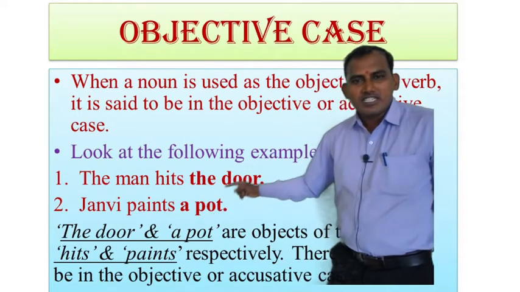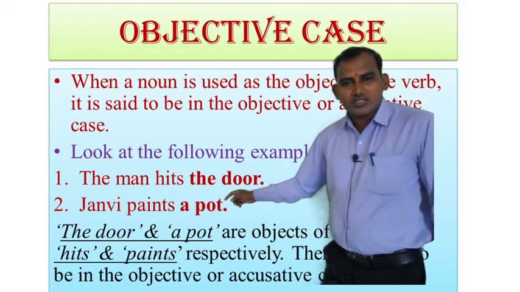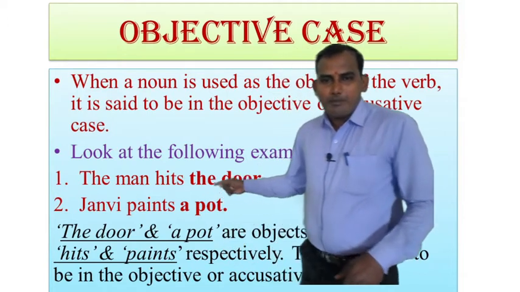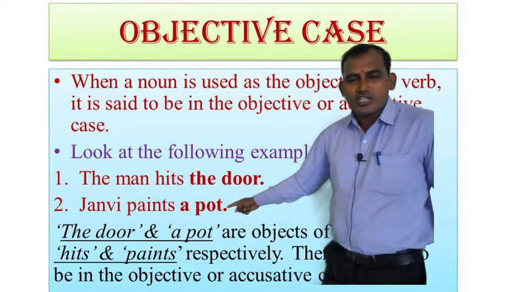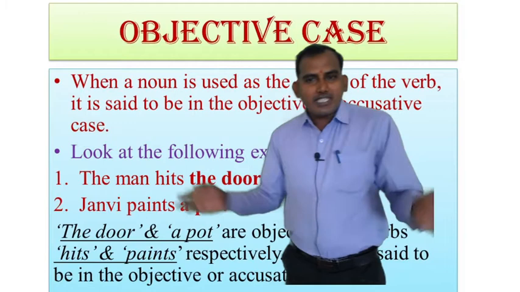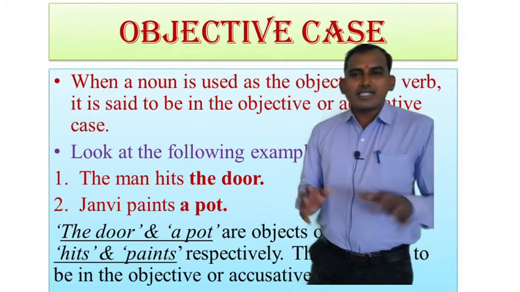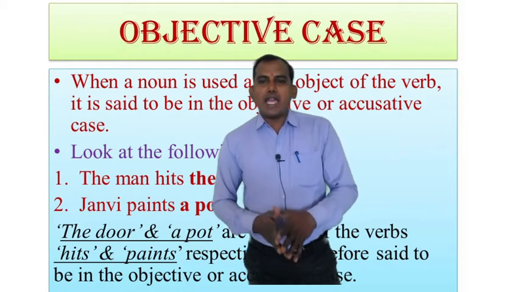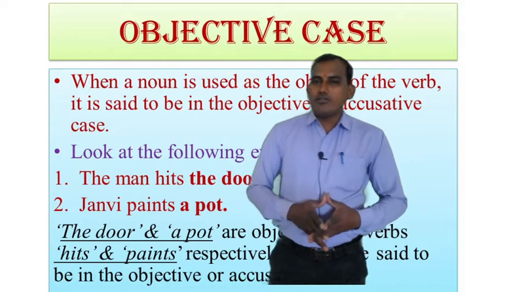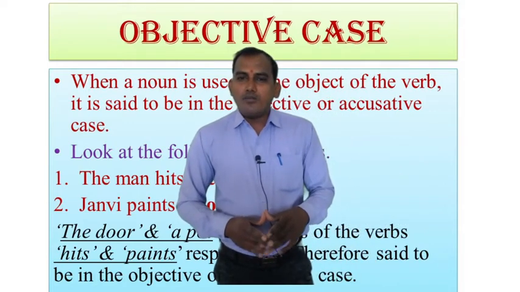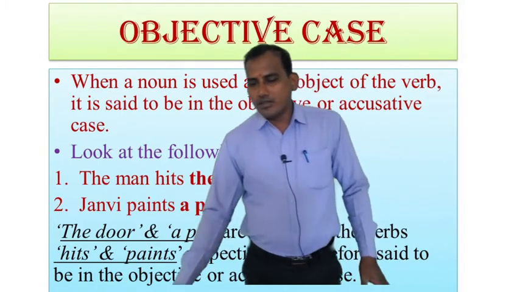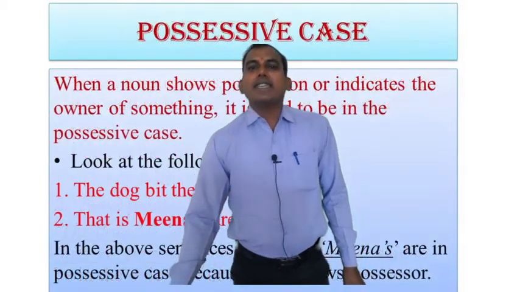Now in the second sentence, Janvi paints a pot. In this sentence, a pot, this noun, is used as an object of the verb paints. So by these two sentences, we can understand that if the noun is used as an object of the verb in the sentence, then that is in objective case.